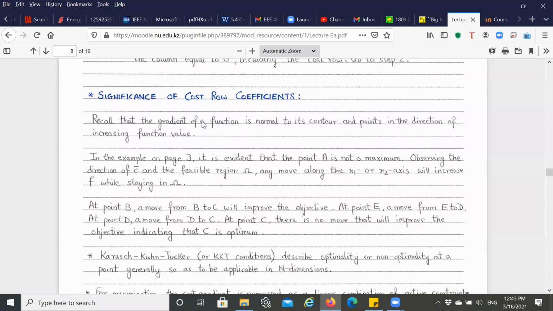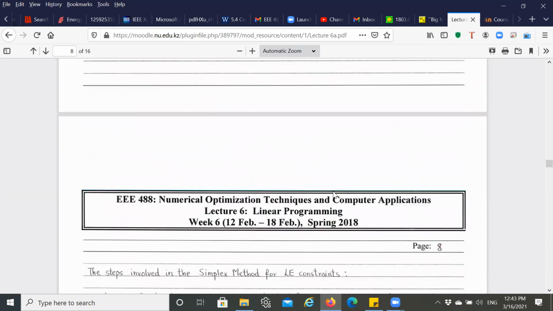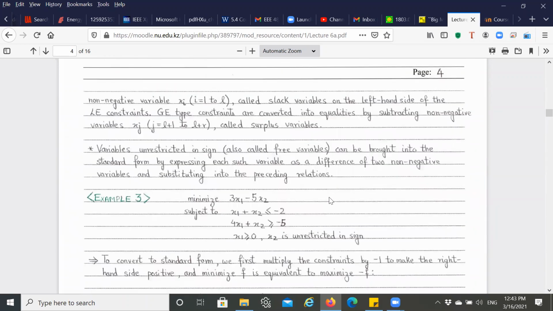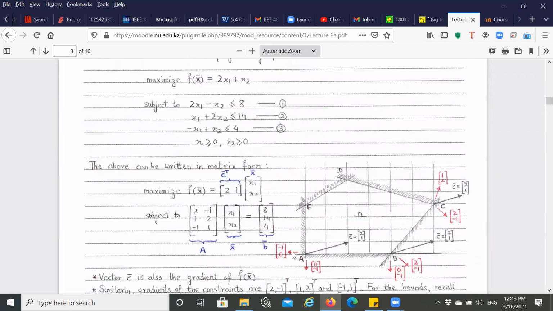Recall that the gradient of a function is normal to its contour and points in the direction of increasing function value. So in this example that we just saw, it is obvious that the point A is not the maximum. Why? Can you tell me? Where's that figure? This point. So this is not a maximum, this point. Why?